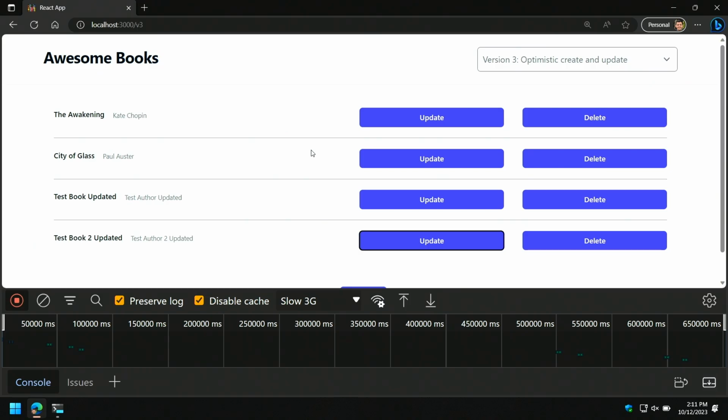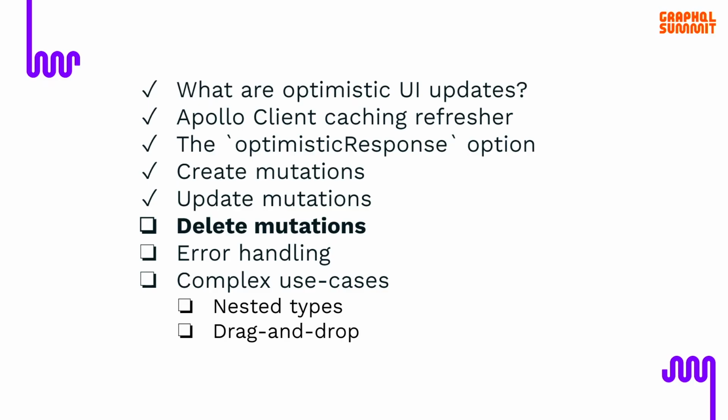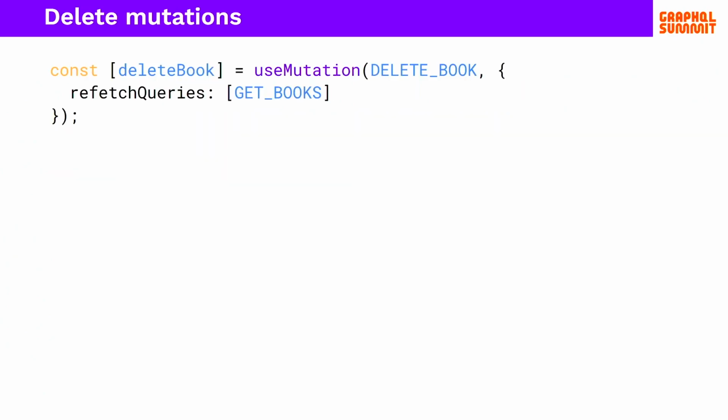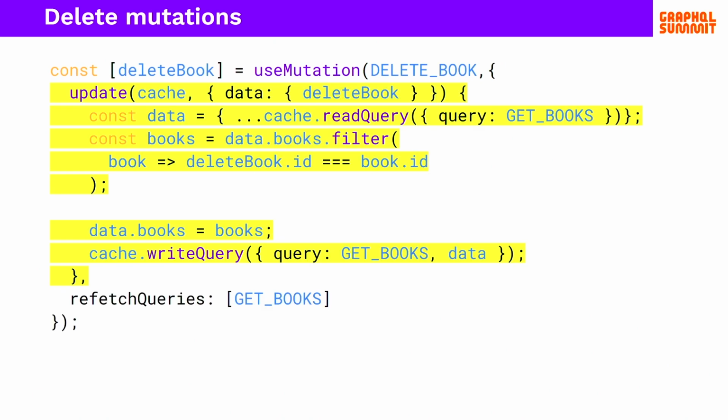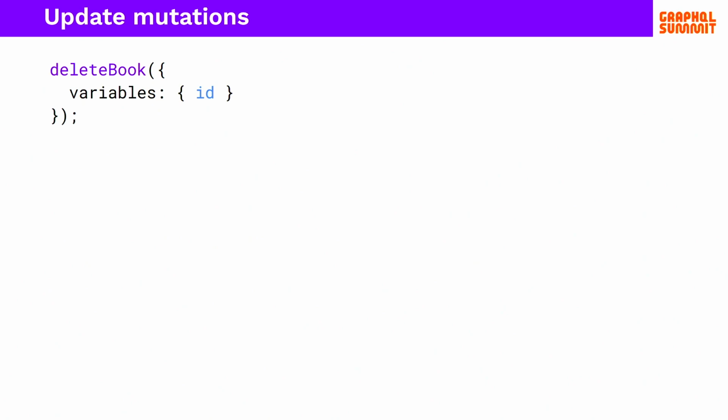So switching back over to the slides. All right, so by now this process should start looking really familiar. We take our use mutation instantiation, we add our cache update logic. Again, this is going to be business-centric logic, so do whatever you need to do. But in here, I'm just taking that books array, finding the book, and taking it off of the array. And then we add in our optimistic response option.